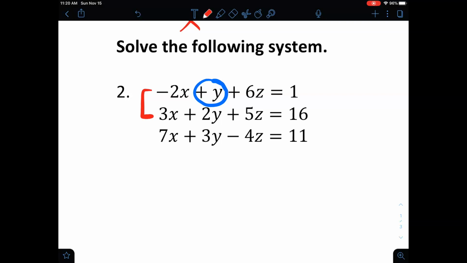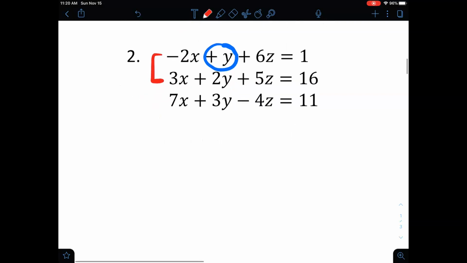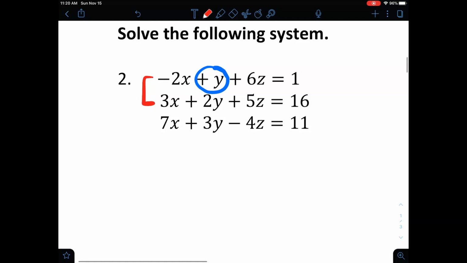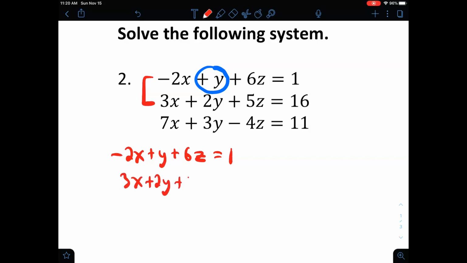Okay, so we're going to use the top equation as our frame of reference to eliminate a variable from two of the other equations. So I'm going to write the top equation. So we have negative 2x plus y plus 6z equals 1. And we have 3x plus 2y plus 5z equals 16. Okay, so now, because I have that 1y there, I'm going to want to cancel the y's because it's going to be easy to do that.